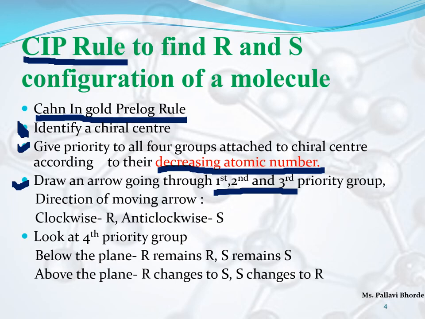Then look at the direction of the moving arrow. Either it will be clockwise or anti-clockwise. If the direction of the moving arrow is clockwise, it will give you R configuration. And if the direction of the moving arrow is anti-clockwise, it will give you S configuration. But this is not your final answer because we have not taken into consideration the fourth priority group.